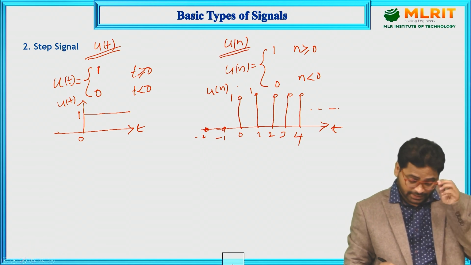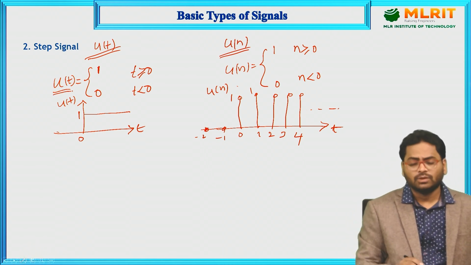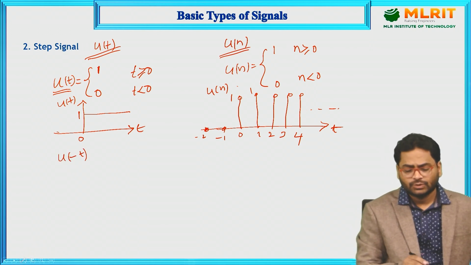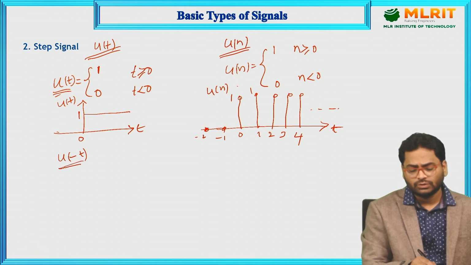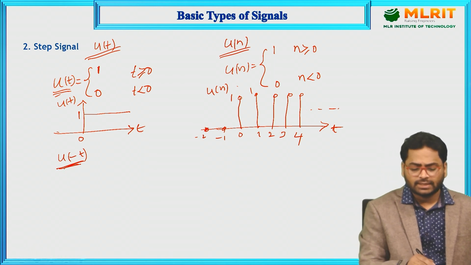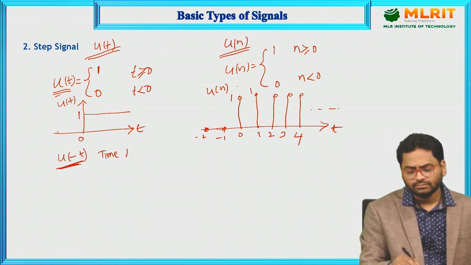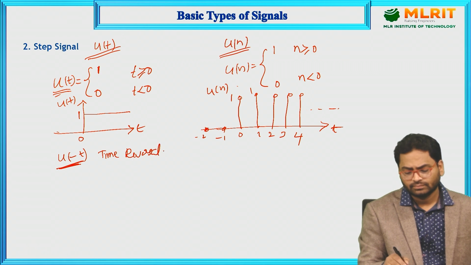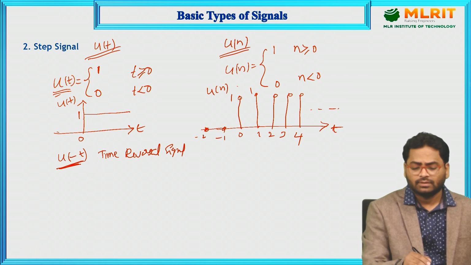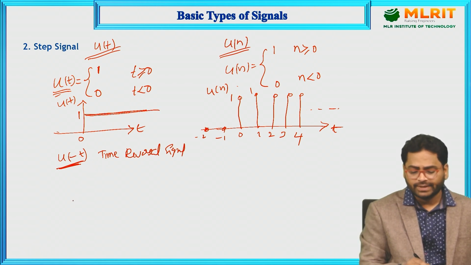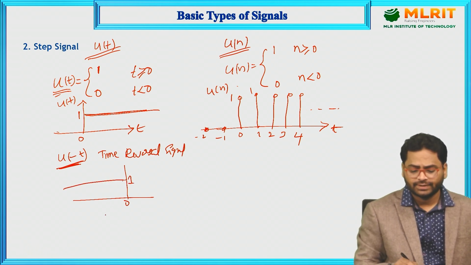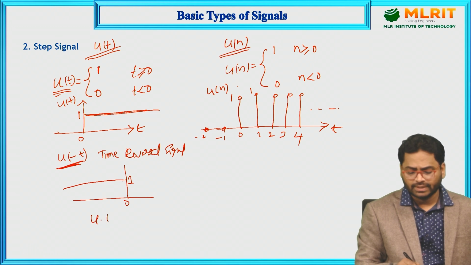Okay, next, here u of t is already there. Now what I am trying to do is replace t with minus t, u of minus t. So if it is u of t, then how does u of minus t look? Simply, you can call it a flipped signal or a time reversal signal. If u of t is from 0 to infinity, then u of minus t is from 0 to minus infinity.